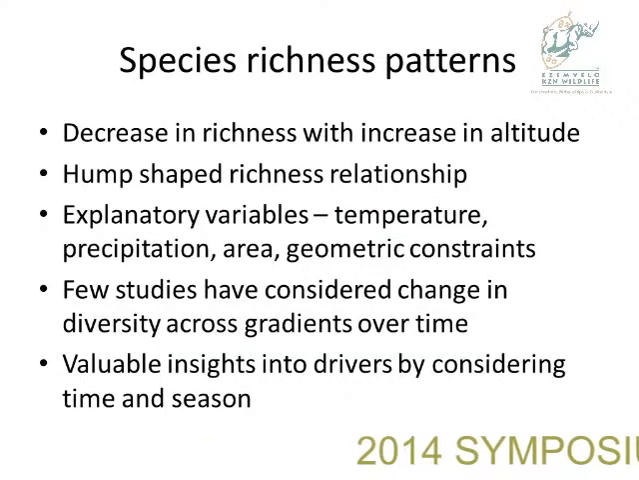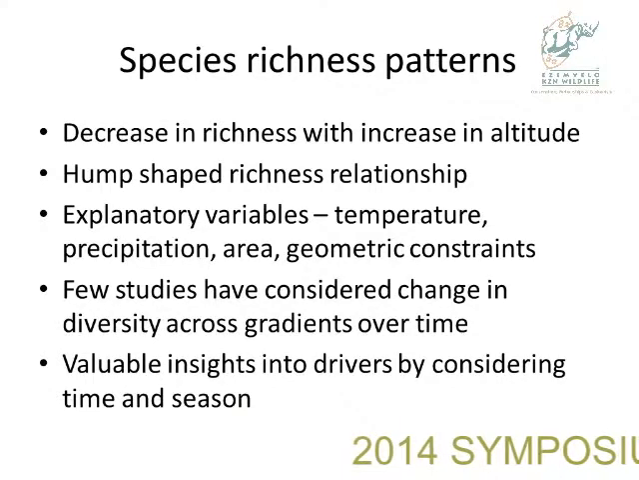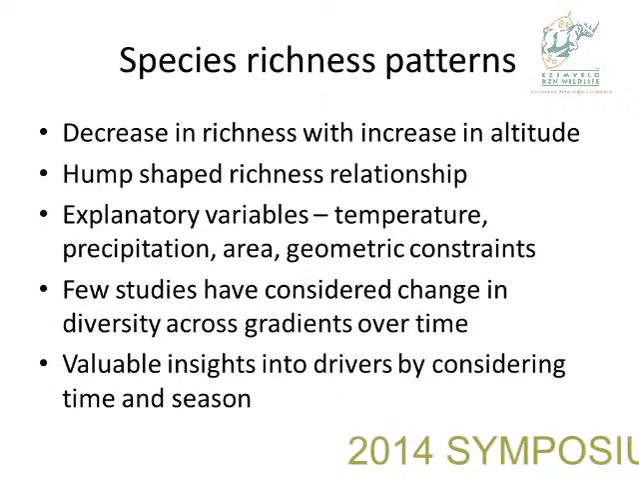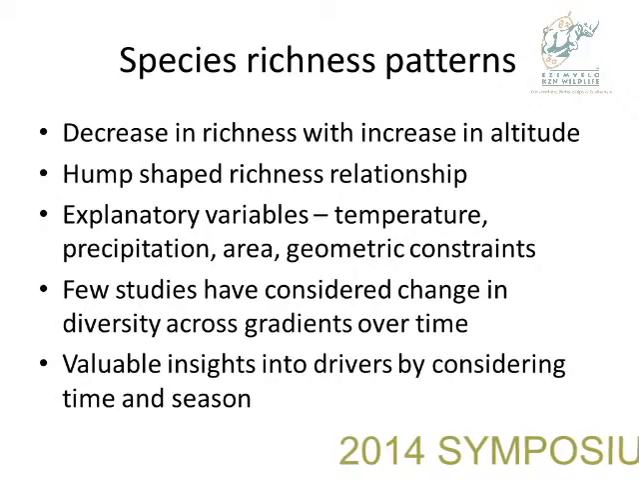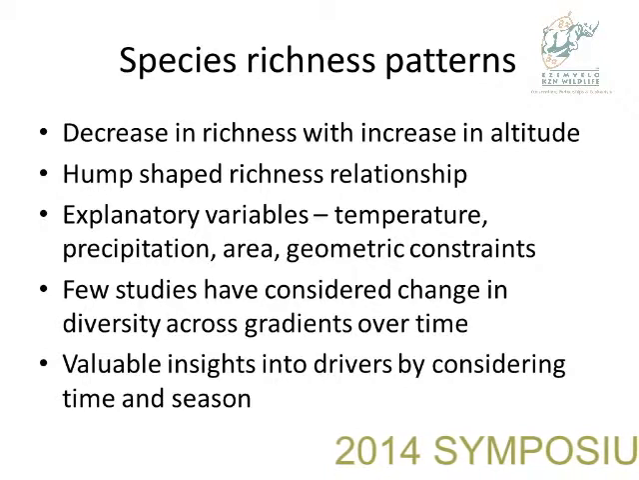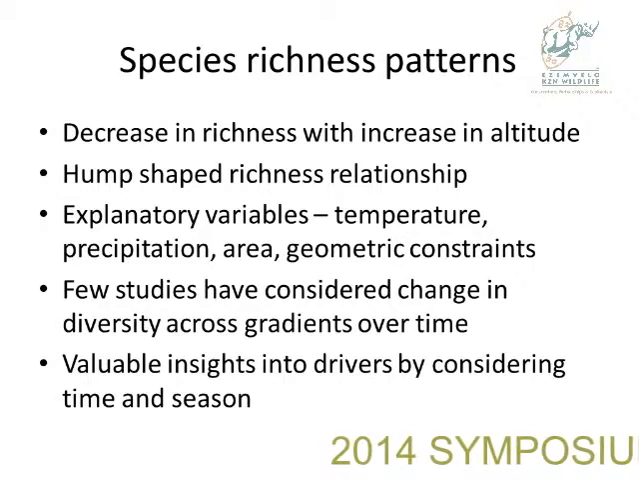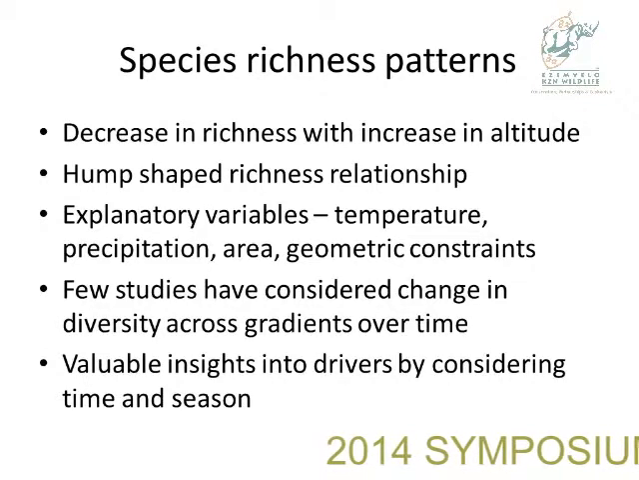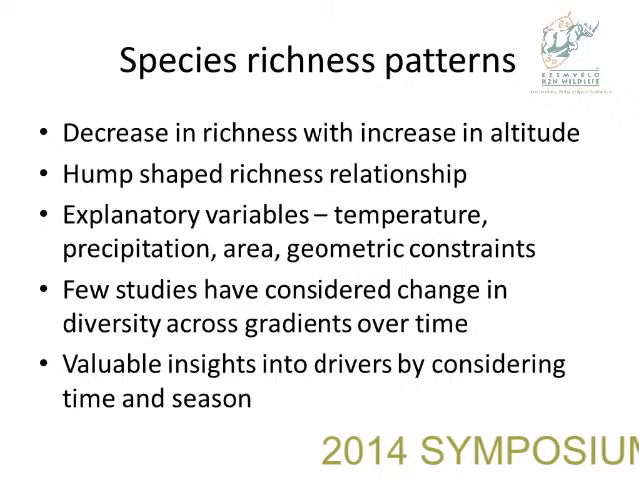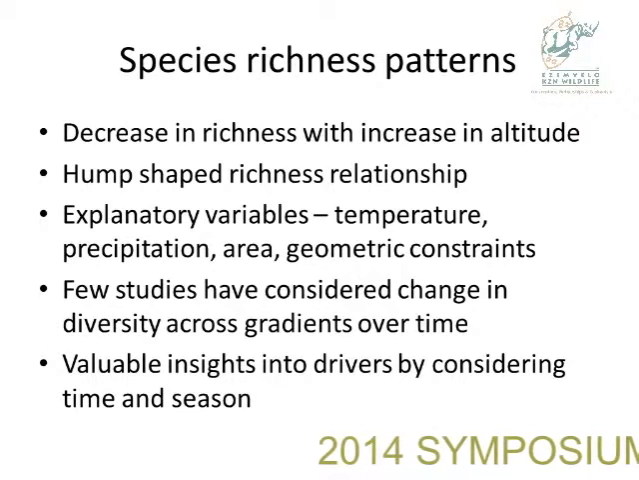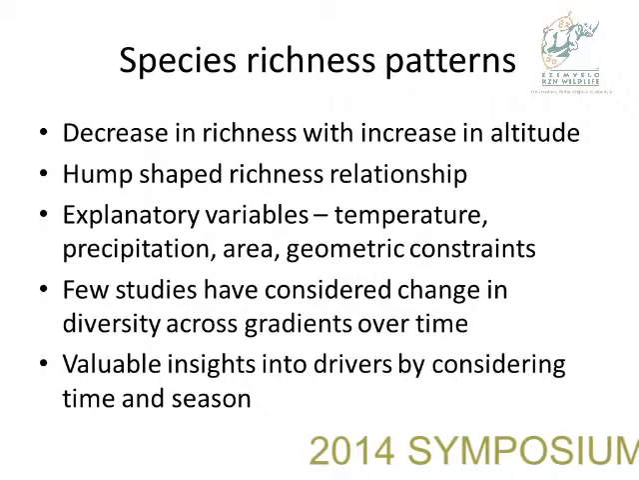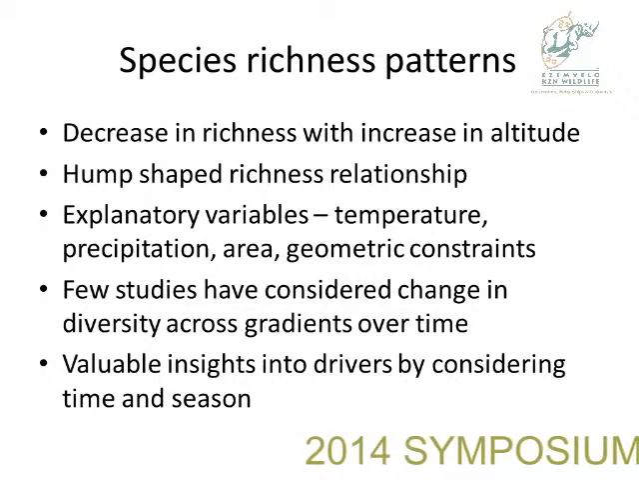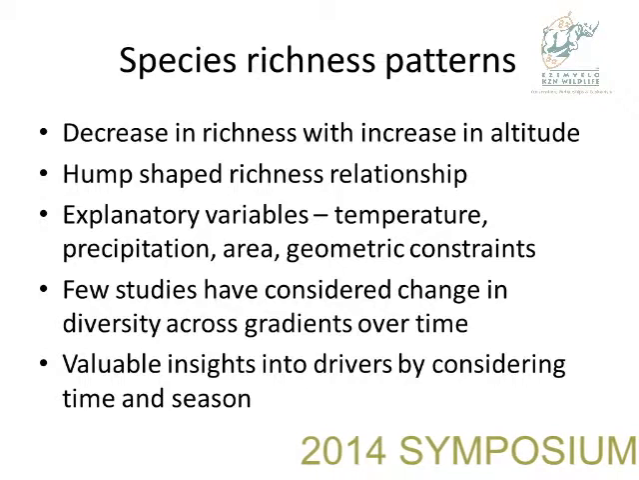So now, the first part of what I'm going to talk about today is the species richness patterns. There's generally a decrease in richness with an increase in altitude. And several studies have reported a hump-shaped species richness relationship, with the explanatory variables for this being temperature, precipitation, area, and what we call geometric constraints.